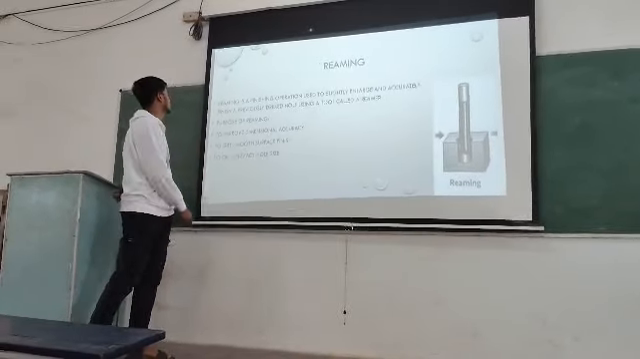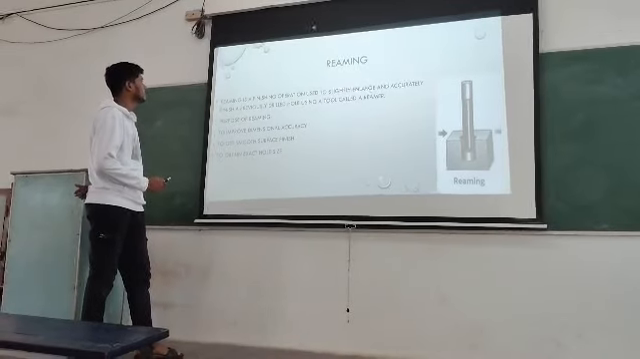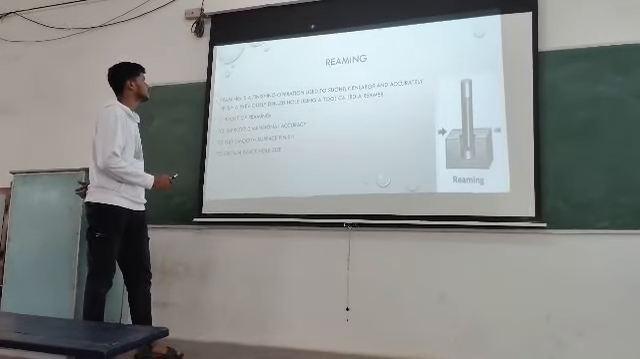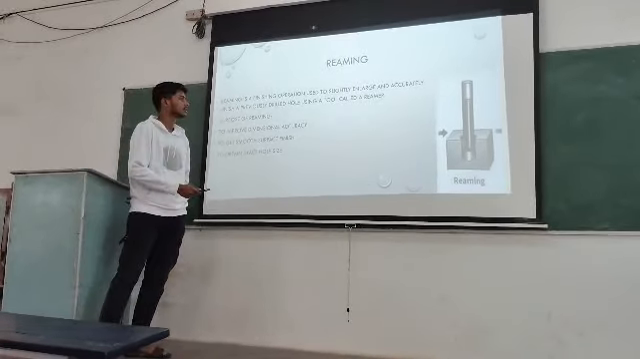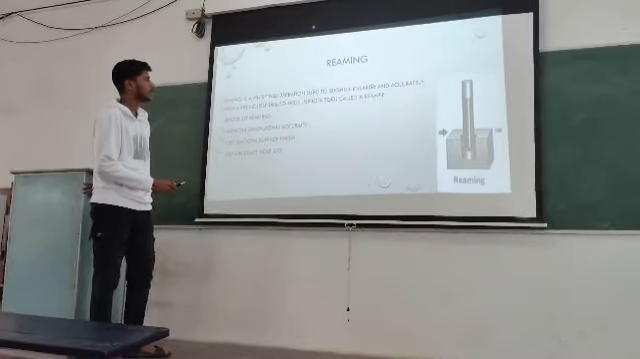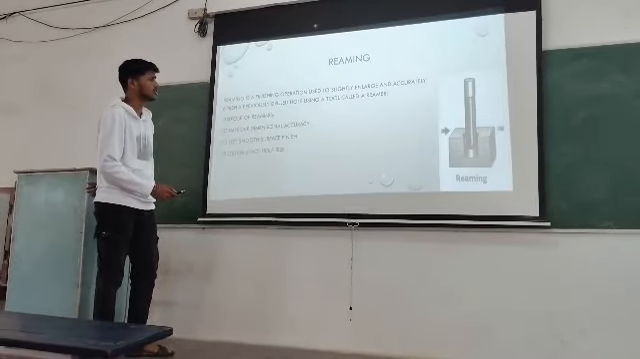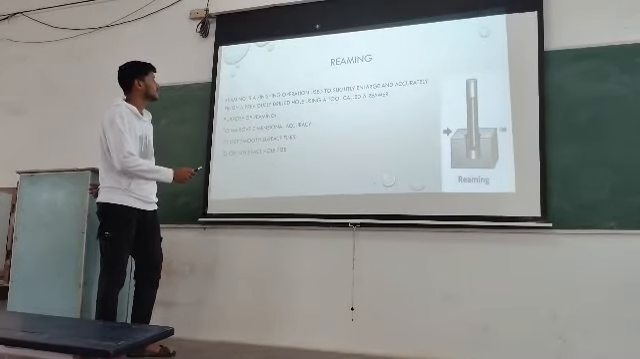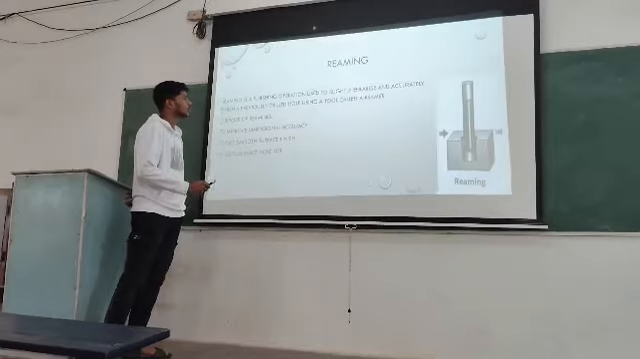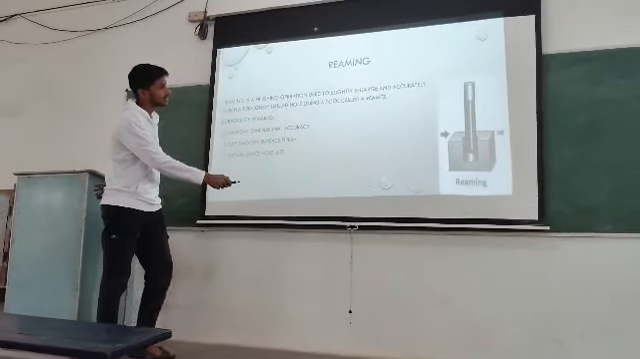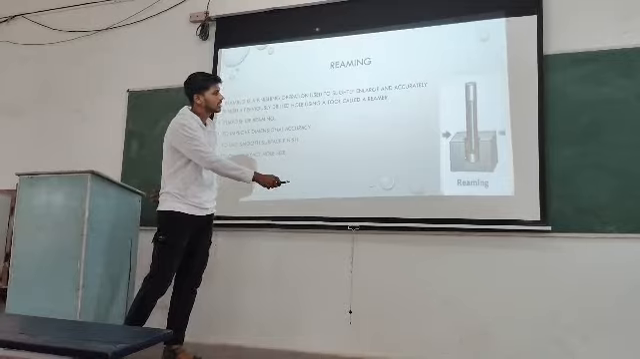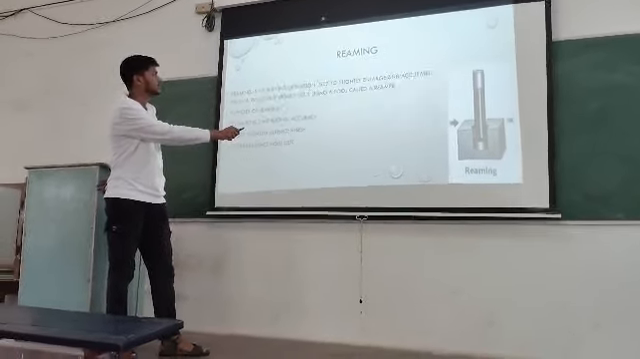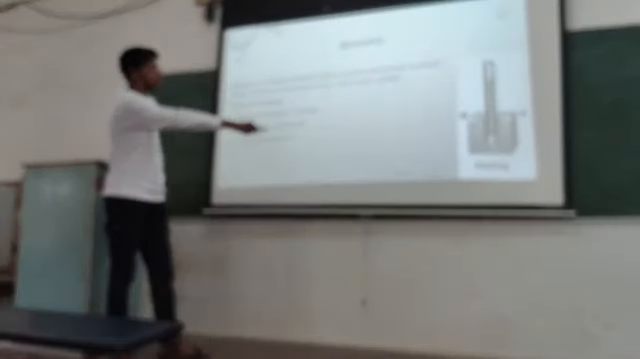So what is the use of reaming? By the use of reaming, the operation can be used to slightly enlarge and accurately finish the previously drilled hole. As I said, we can't directly get the accurate diameter and size of the drilled hole. By using this reaming operation, with the tool called a reamer, we can accurately enlarge the diameter of this hole, and we can give a proper finish to the workpiece.